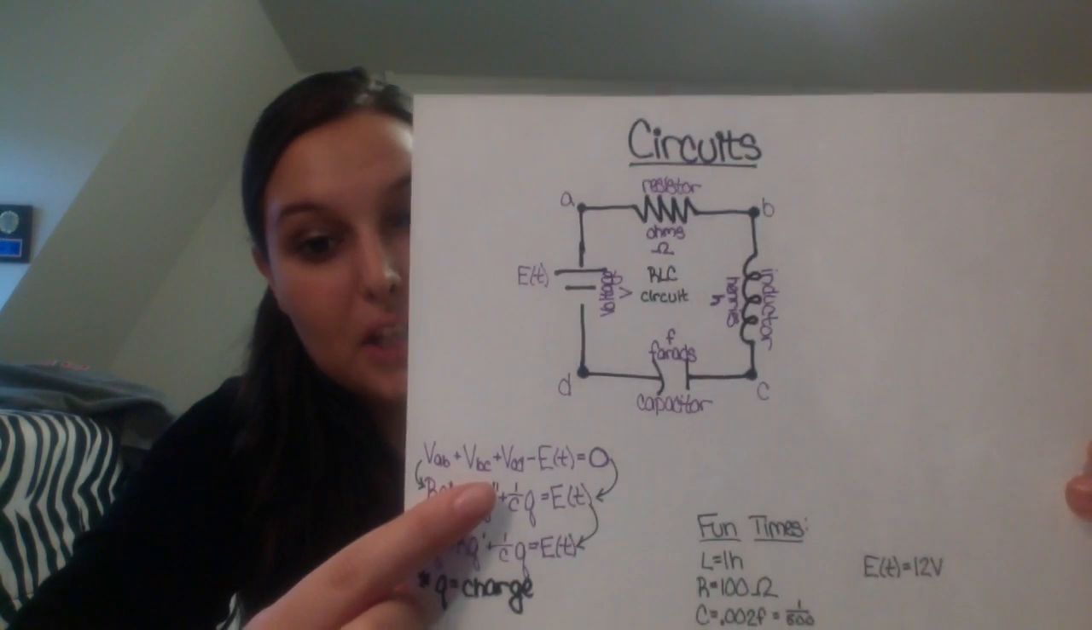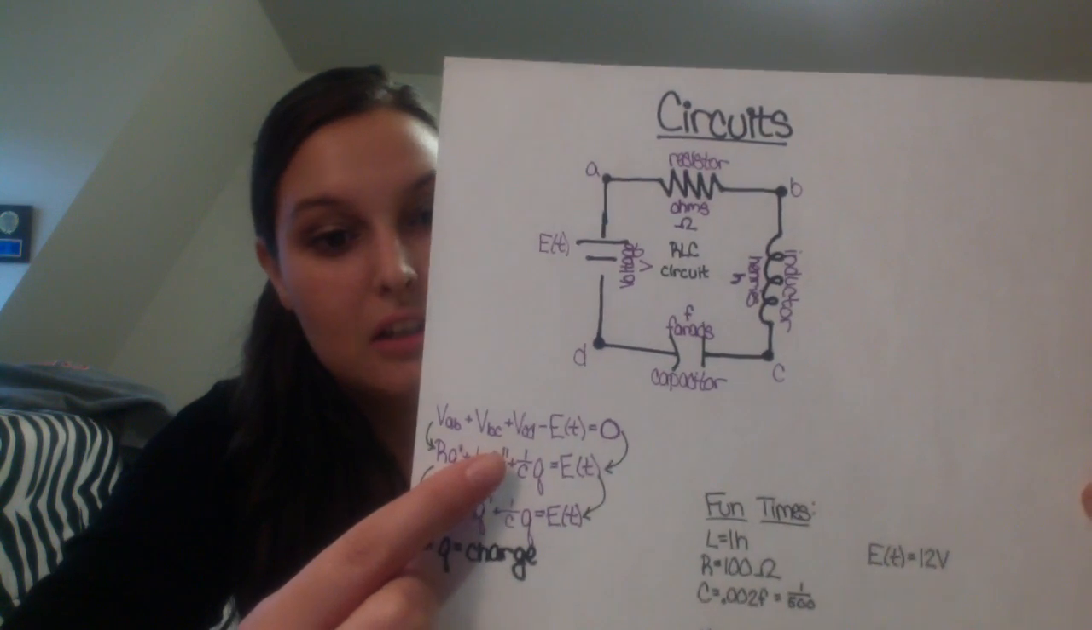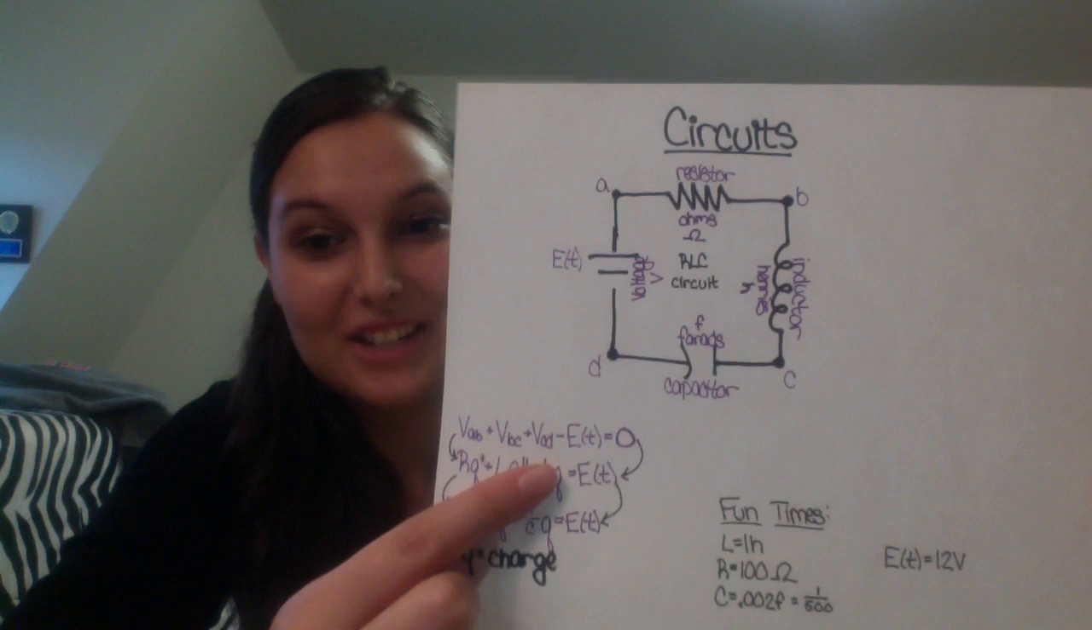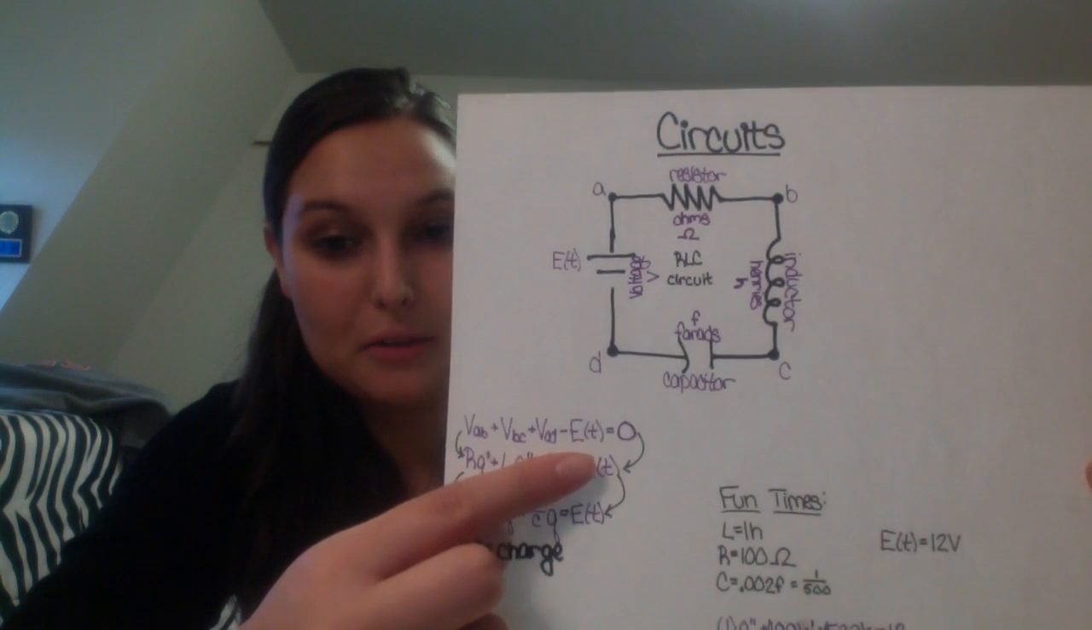So, you have the voltage from A to B, the voltage that goes into the resistor, the voltage from B to C that goes through the inductor, and the voltage from, I'm going the wrong direction, from C to D that goes through the capacitor, and then the voltage from the power source, and that all has to equal 0 because obviously when you put batteries in something and turn it on, the energy loops through. It does not make more and more and more energy.